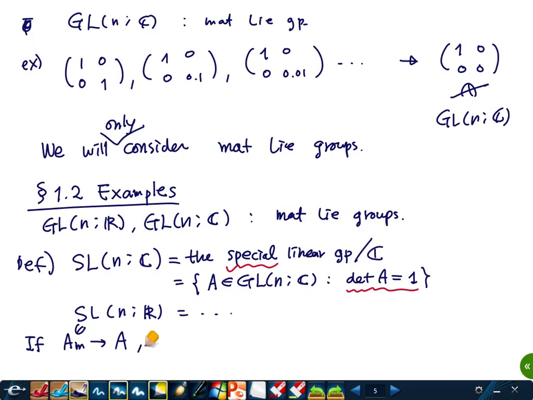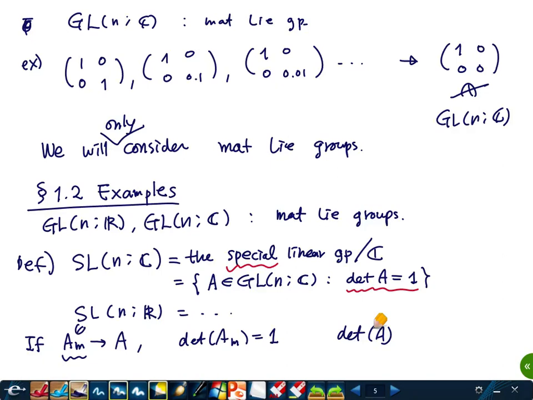So what do we need to check in order to see whether this is a matrix Lie group or not? We have to check whether A is in the special linear group or A is not invertible. But is A in the special linear group? By the way, being inside the special linear group means the determinant is 1, right? But what is the determinant of A?